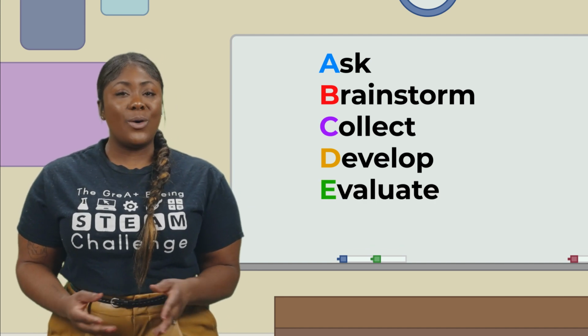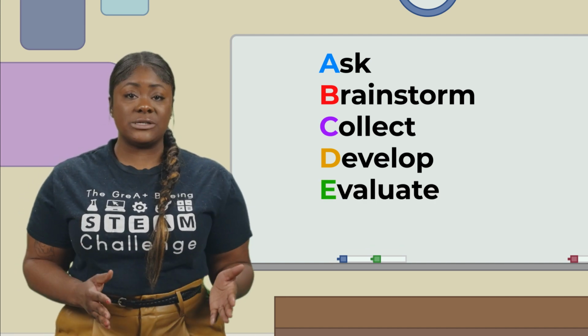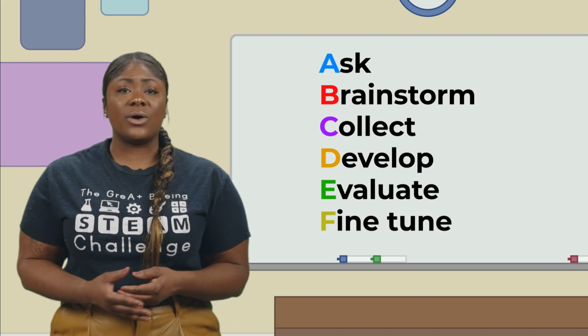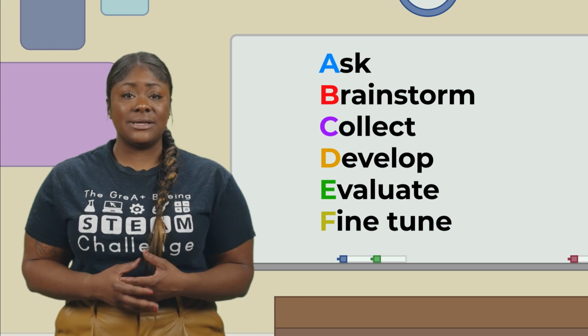E, evaluate, what works, what doesn't work, and what can I do to make my design better? And F, fine-tune. Is my design where I want it to be? Are there any changes I need to make?